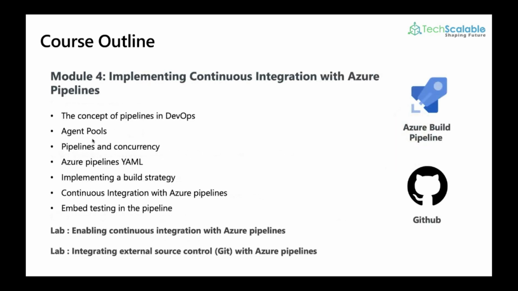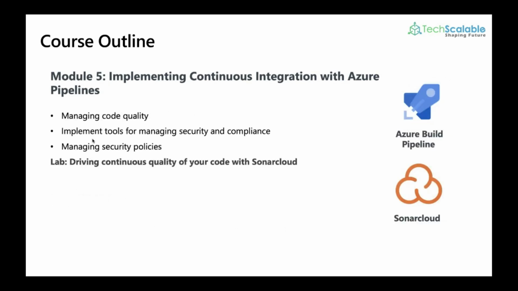Then we have continuous integration. Now we have our code and our code repository. From there we start our build strategy, the build pipeline. Here we even touch the flavor: your code is residing in TFS, or in Git. How do you pick up your code and build it with your Azure build pipeline? That part is also there.